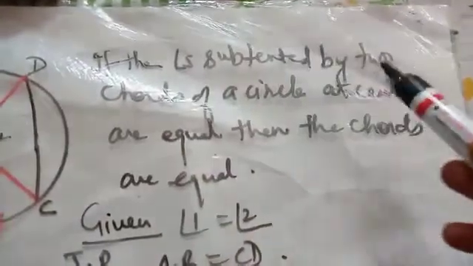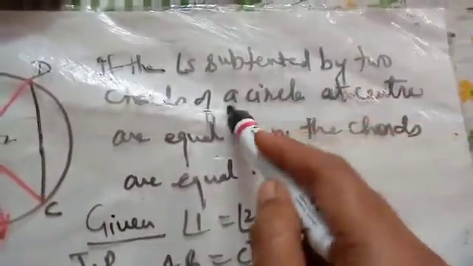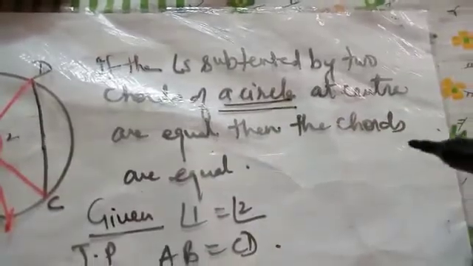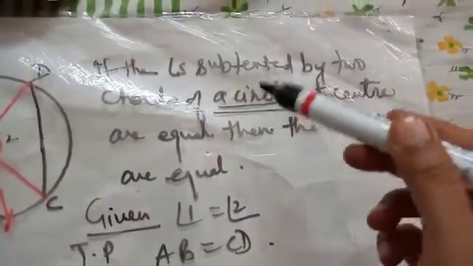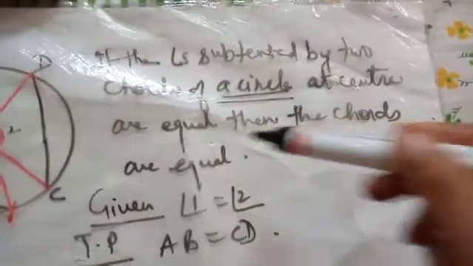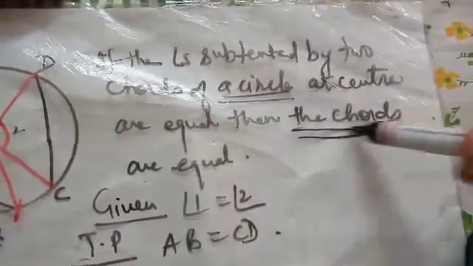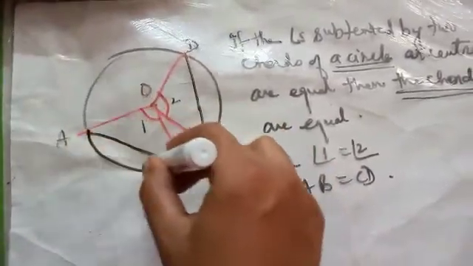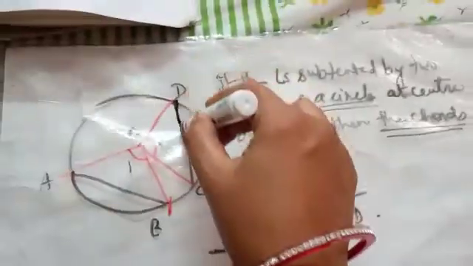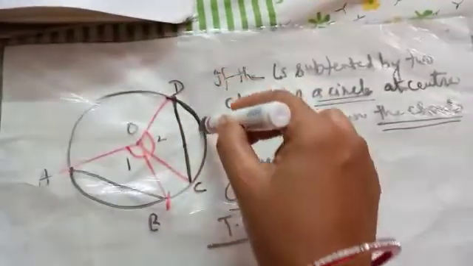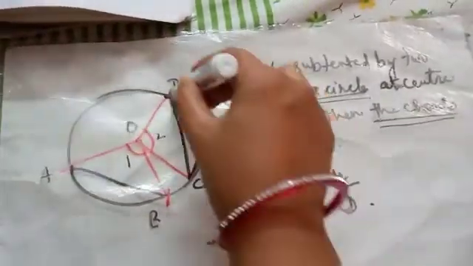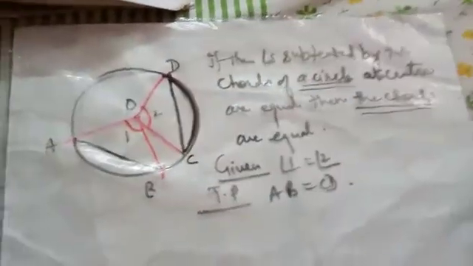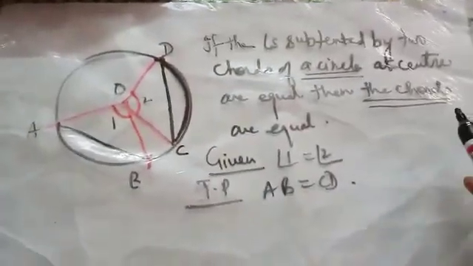Now see here, I have again written if two angles subtended by the two chords of a circle, instead of that I can use congruent circles. If the circles are congruent, then it has the same meaning. At the center are equal, then the chords are equal. Instead of chords, can I write arcs? Just see this carefully. This is chord AB and this is arc AB. This is chord CD and this is arc CD. So they are both the same. You can say chords are equal or you can say the arcs are equal.